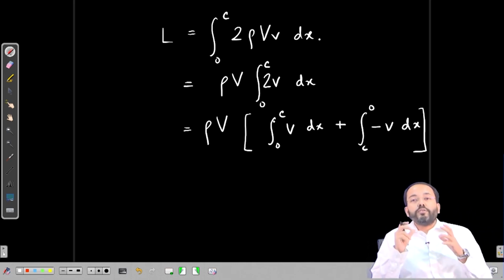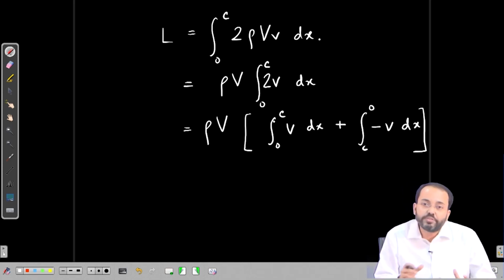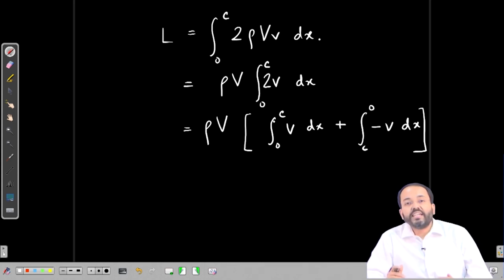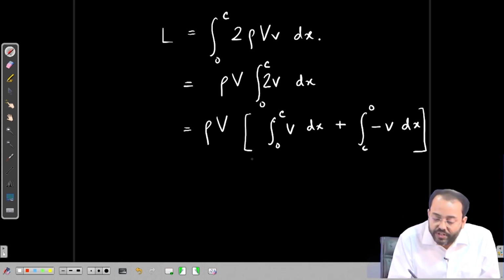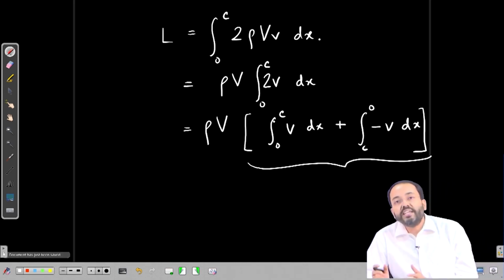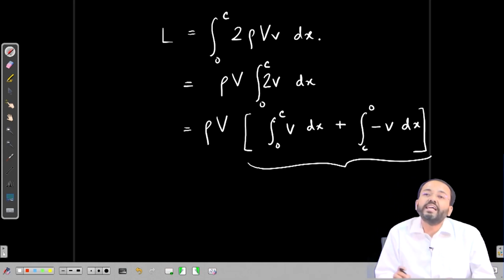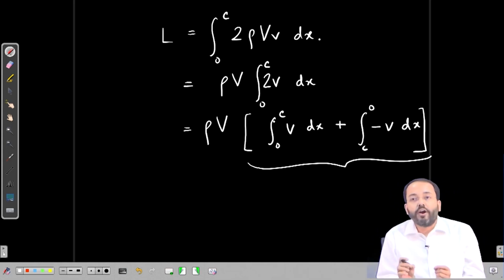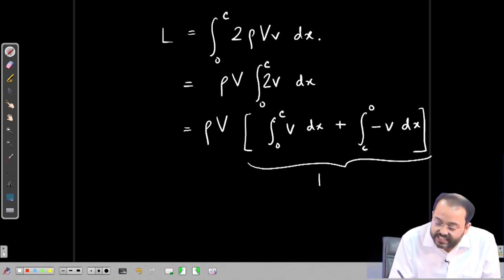Now the small v here is the tangential velocity induced due to the shape of the airfoil and the angle of attack at the given inflow V. So, what we have within this bracket, the integral from 0 to C of v dx plus the integral from C to 0 of v dx, is basically the line integral of velocity on a closed contour around the foil. So, basically this is the circulation gamma.